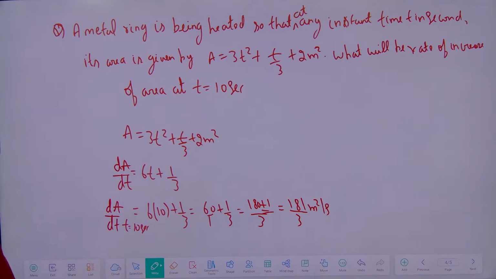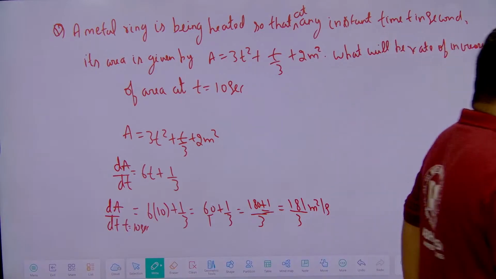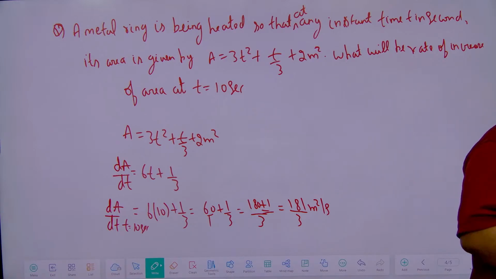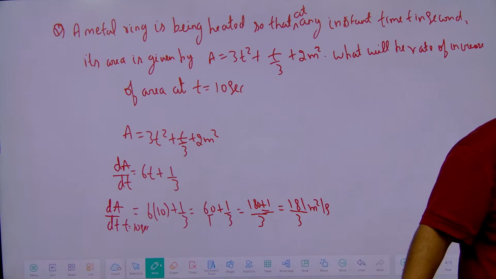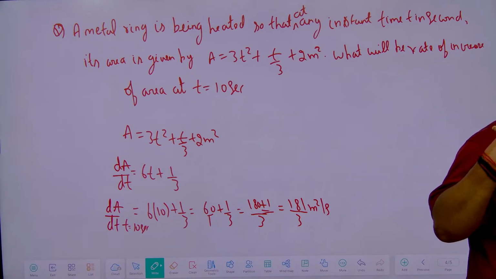Got it? Understood all of you how to solve this? Just differentiate, and whatever point they are telling, put that value. If they say t is equal to 5 seconds, put 5. If they say 1 second, put 1. That's all. That is the rate measure at an instantaneous time.